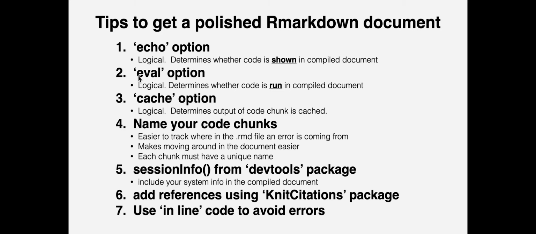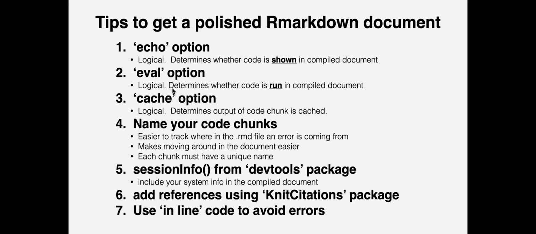Similar to that, the eval option, again, eval equals true or false, determines whether the code is run. So it's kind of the opposite of this. Now you can have code that maybe you want to show them was used to do your alignments, but you're not actually doing the alignments, so you don't want this run. So you could have code that's shown and not run, run and not shown, or not shown and not run.